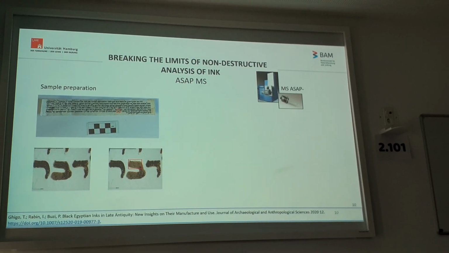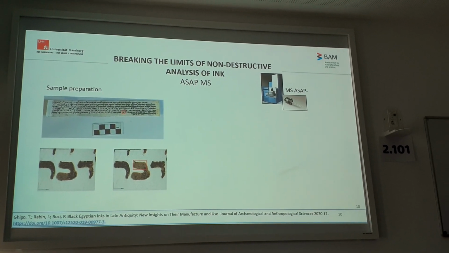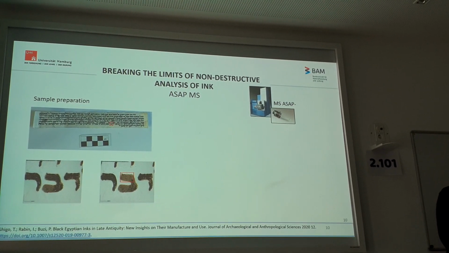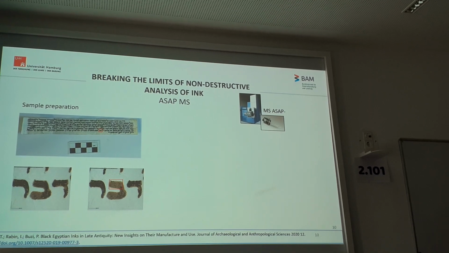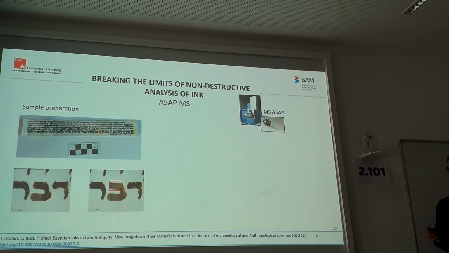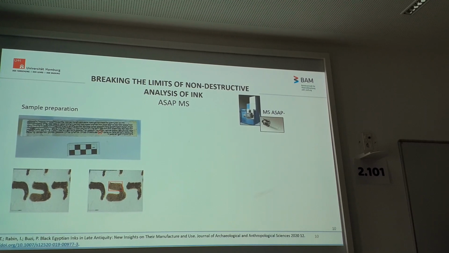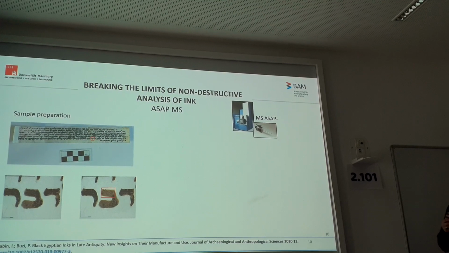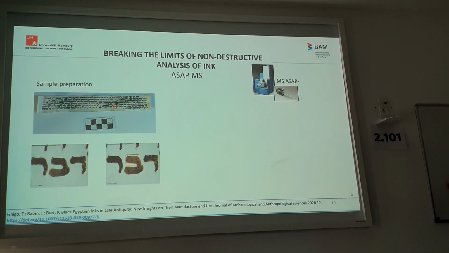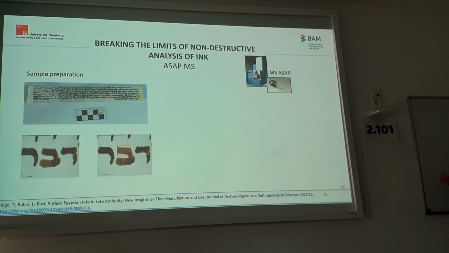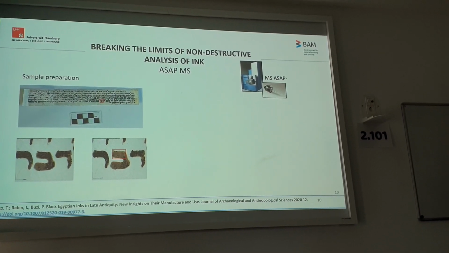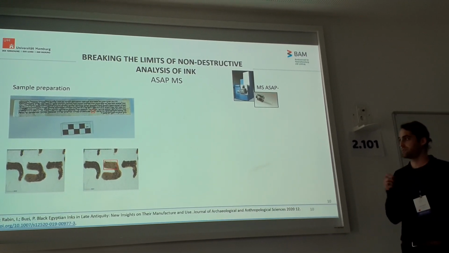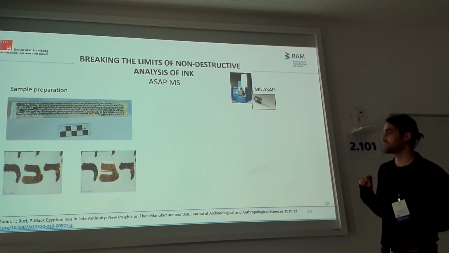For this, in the course of my PhD, I worked on the addition of another technique already mentioned by Professor Rabin, mass spectrometry. But more specifically, solid analysis probe mass spectrometry, which is important because it's a novel technique which allows a direct analysis of samples which can be collected and then measured in the laboratory without extraction steps. In this case, I'm showing a small fragment of a manuscript where I sampled the ink for the analysis with this device.